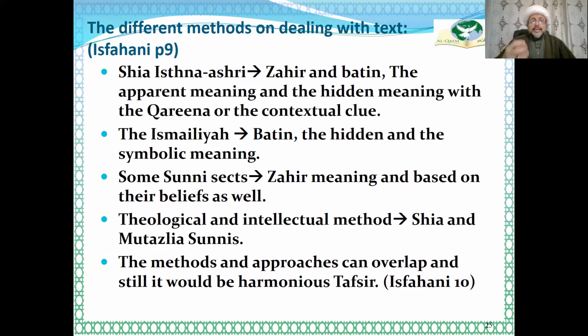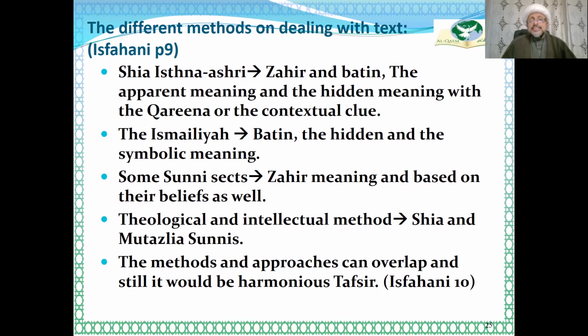And your qareena, your clue, if it's a fact, then you give a conclusive argument, a conclusive indication that the batin meaning was intended. But if it was just a probability, then you will say maybe God has intended the metaphorical meaning and not the literal meaning, because many of these hadith are weak hadith. So if you use weak hadith to go to the tafsir of batin, the metaphorical meaning, then we are going to tell you that's a probability. But if you take a strong hadith to interpret the tafsir, taking it from the zahir to the batin, then obviously you are giving a fact or a strong indication. The apparent meaning and the hidden meaning with the qareena, or the contextual clue.